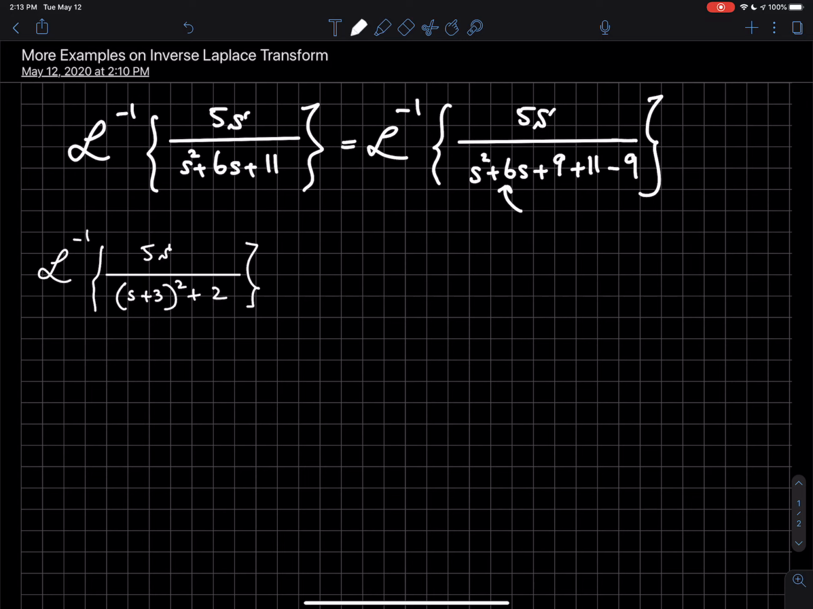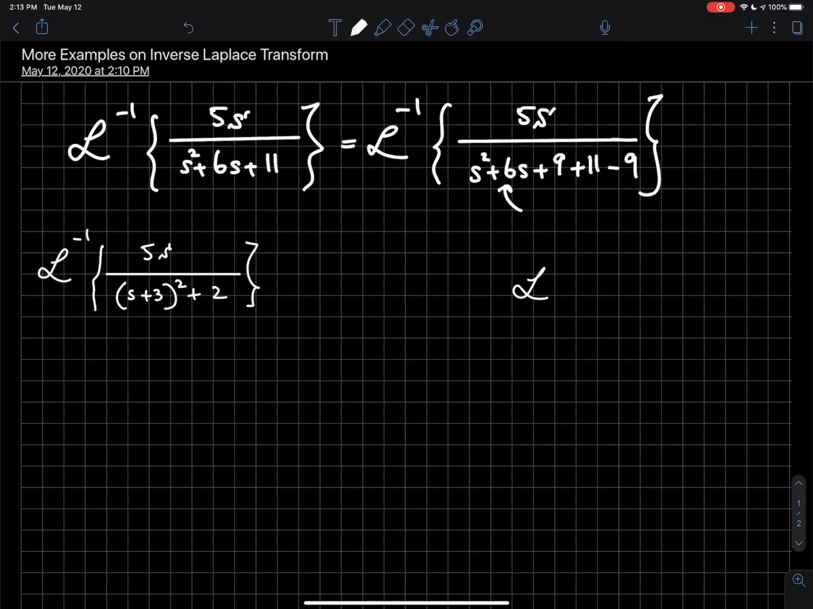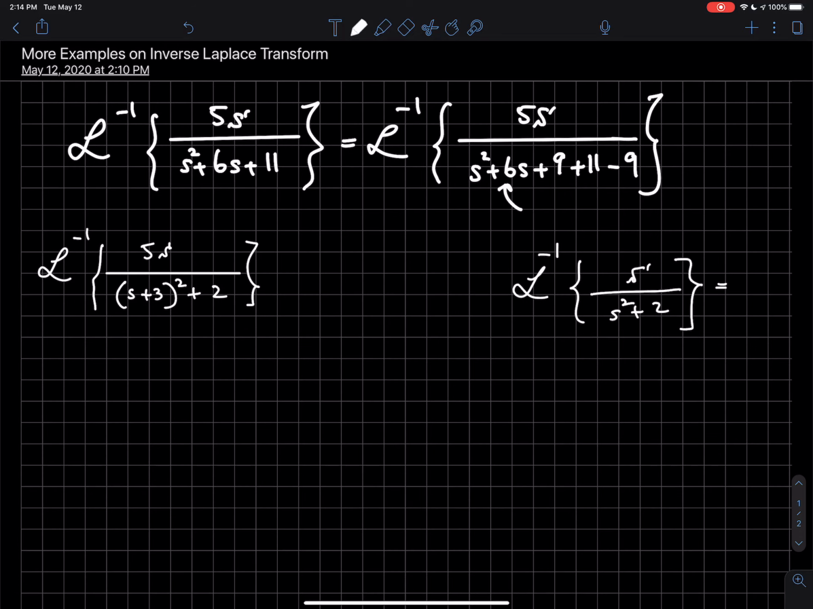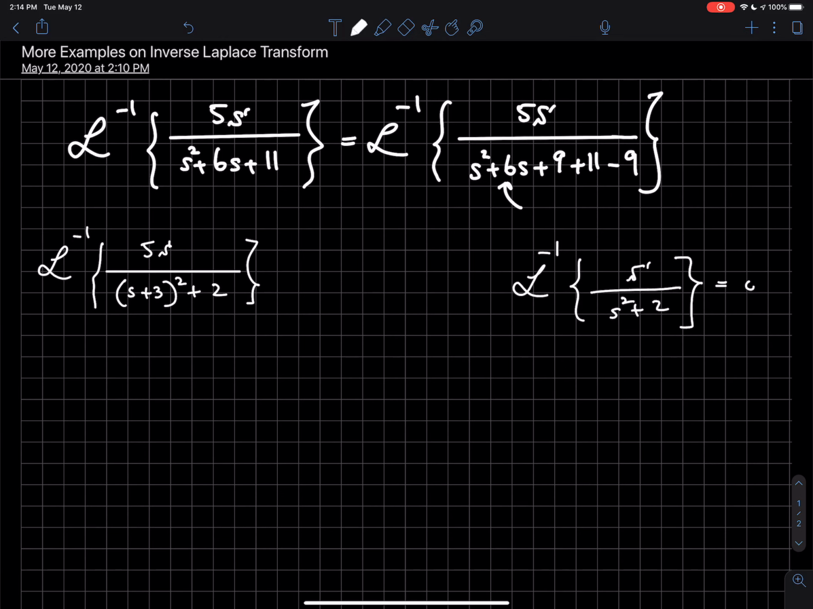Now here, remember, you look at this Laplace inverse. Forget the 5 as a constant, it's going to be able to come out. So think about it. If this was Laplace inverse of s over s squared plus 2, you would have said, okay, well, that's simple because that's just the Laplace transform of cosine of root 2 t, where 2 is a squared. And this looks very much like that.